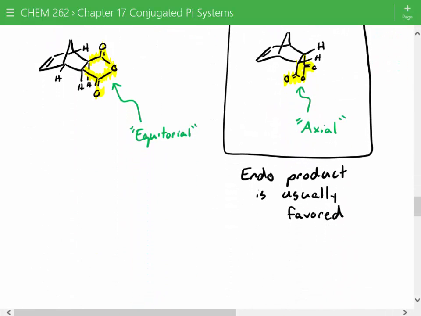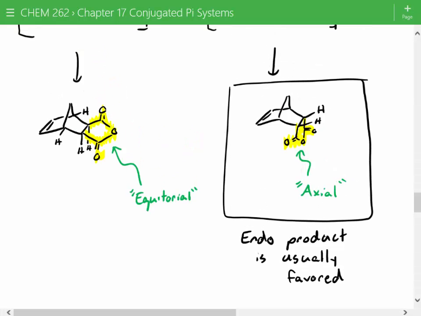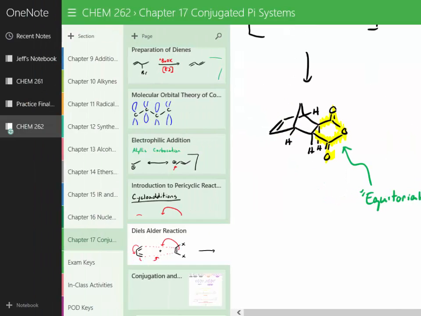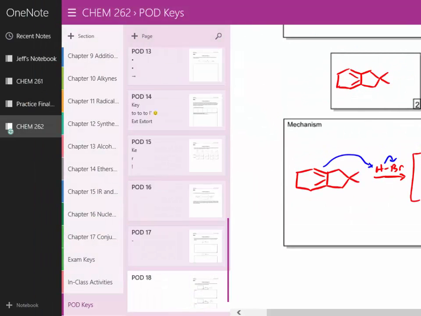All right, so we've got our two different products here. Now let's go back and take a look at our problem of the day. I feel like we've laid the groundwork so that we can go through and analyze our problem of the day in much more detail.